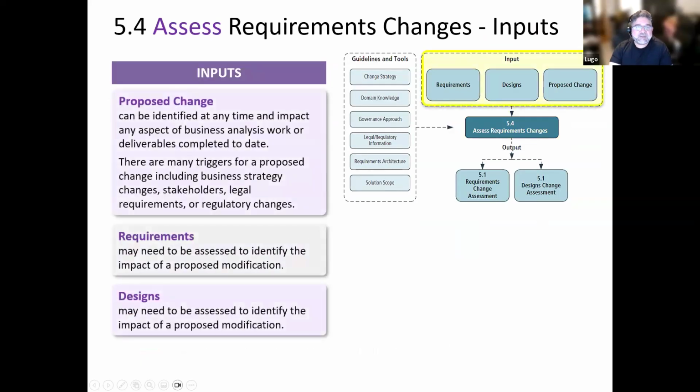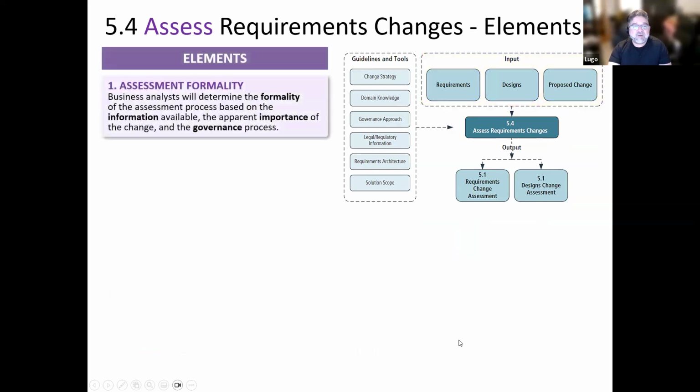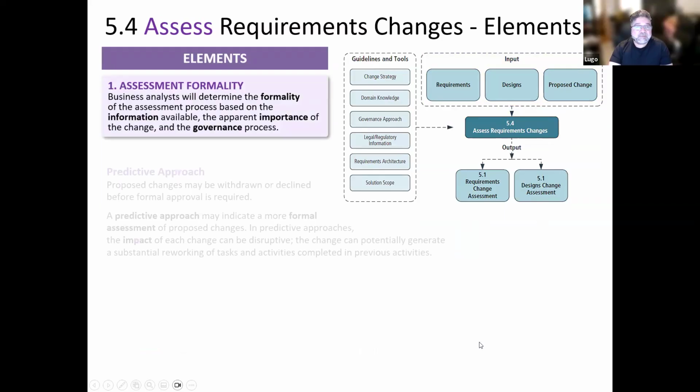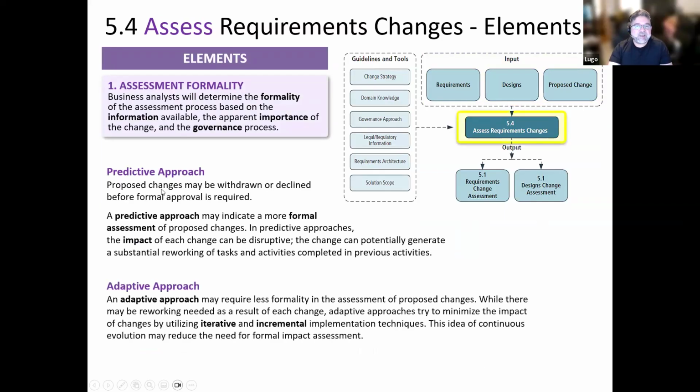Finally, in terms of inputs, some of the inputs include proposed changes, requirements, and designs. And then the elements involve the level of formality, whether it's predictive or adaptive. Predictive being, say, waterfall approach, where everything is predetermined and laid out. And adaptive would be agile methodology, where things change on a biweekly basis, for instance.